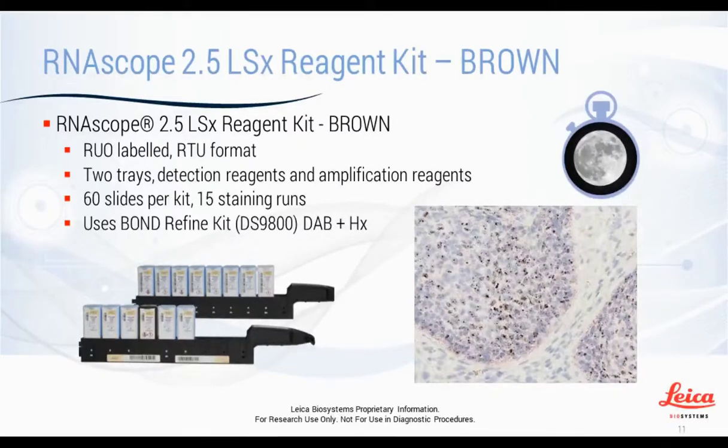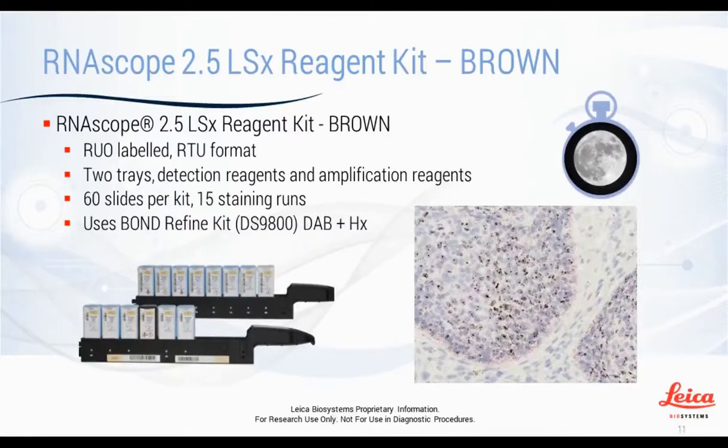So first off, we have the RNAscope 2.5 LSx brown kit. The kits are all RUO labeled, or research use only. They all come in that ready to use format. They are arranged in a 2-tray system with detection and amplification reagents. Each of the kits are 60 slides and account for 15 different staining runs on the research system.